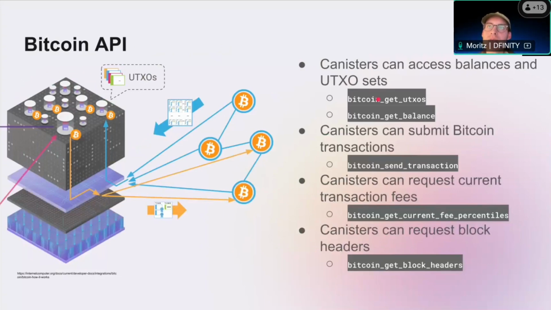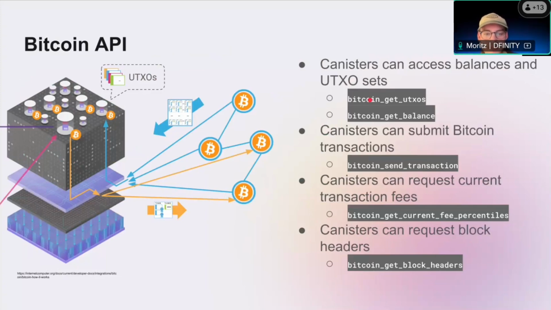So the things with the gray background here, they're actually function calls that are exposed by the protocol that you can, if you're developing a smart contract, just call into. And of course, you need to provide some arguments and you receive a response. But yeah, it's pretty straightforward. It's like calling an API, obviously. That's why it's called Bitcoin API.